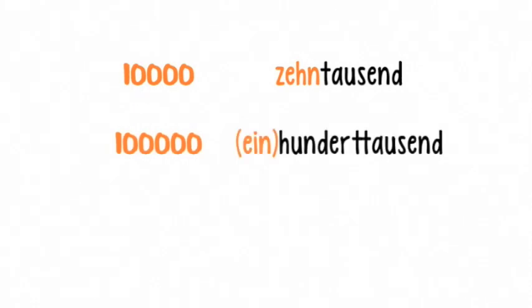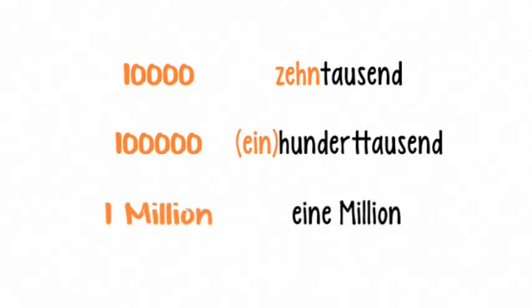10,000 in German is 10,000, 100,000 or simply 100,000, and 1 million, 1 Million. 10,000, 100,000, 1 Million. This was lesson 15 with the numbers.